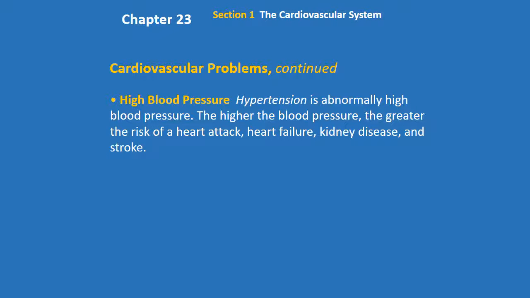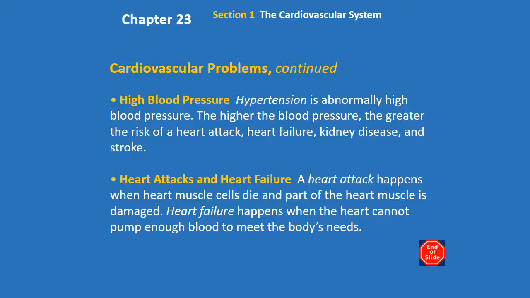High blood pressure is called hypertension. It is abnormally high blood pressure. The higher the blood pressure, the greater the risk of heart attack, because your heart has to work harder. It can lead to heart failure, kidney disease, and stroke. So that's why when you go to the doctor, they get your physical, they take your blood pressure. You should take that every time to check that. High blood pressure can be caused by your diet, might be stress at work or school, might just be genetics. They can prescribe you something to lower your blood pressure, or maybe you start with exercise and a healthy diet.